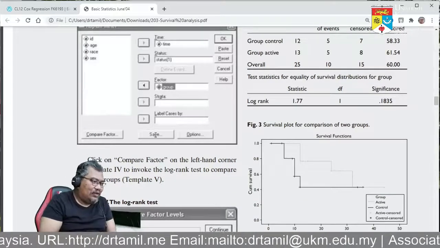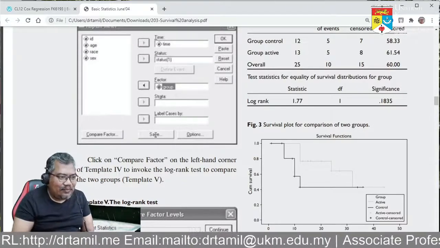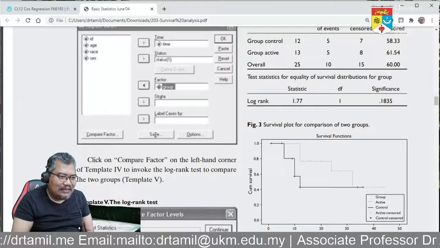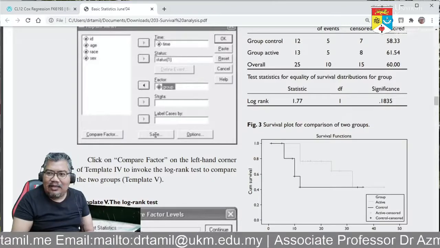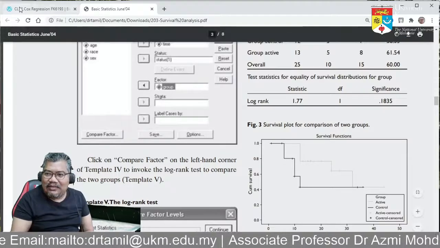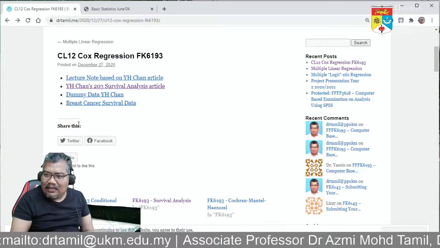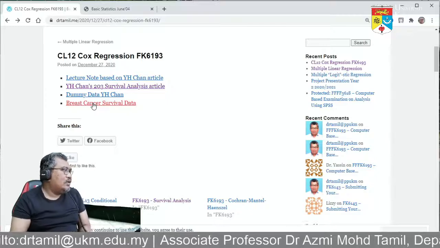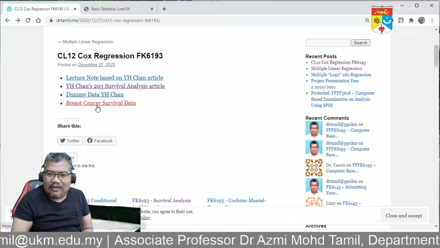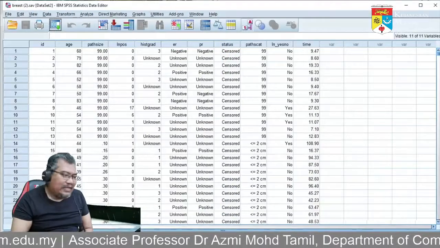Okay. To be fair to you all, I am going to run this analysis on a data set that Chan discussed. So what is the data set? The data set, if you look here on the website, is the breast cancer survival data. So click on the breast cancer survival data, and you will download it.